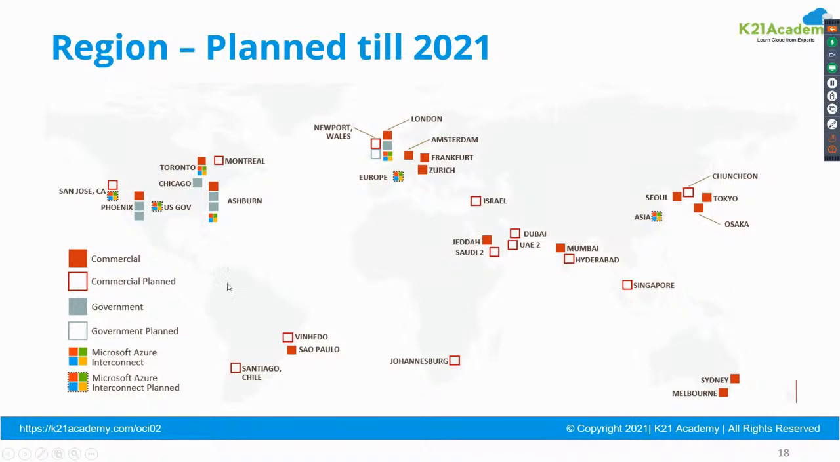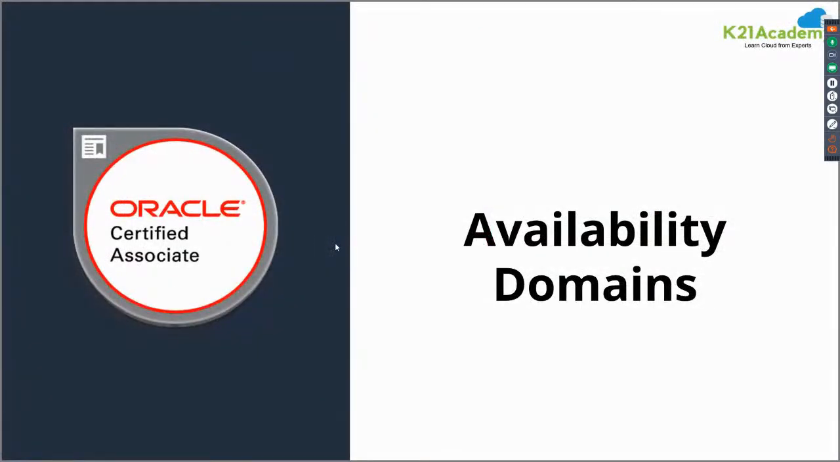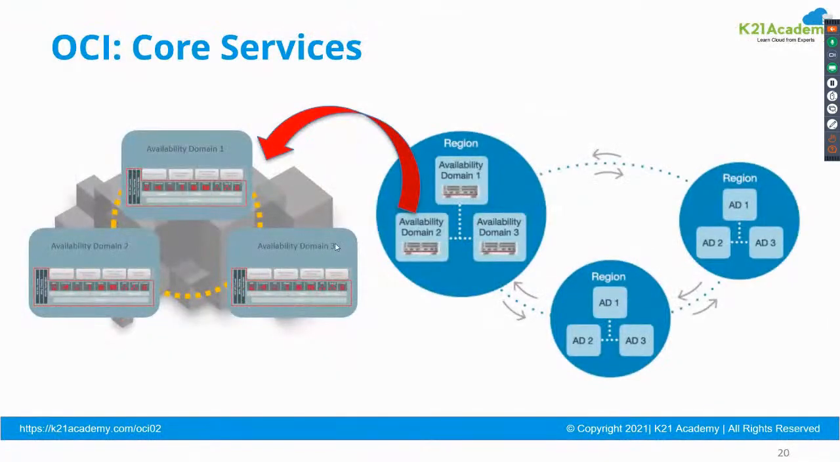Built-in interconnect is there. So that is how everything is planned and is coming up. So you can see multiple data centers. Now there will be more data centers added down the line. Okay, so now we are familiar with the region. Now let's have a closer look at the availability domain.